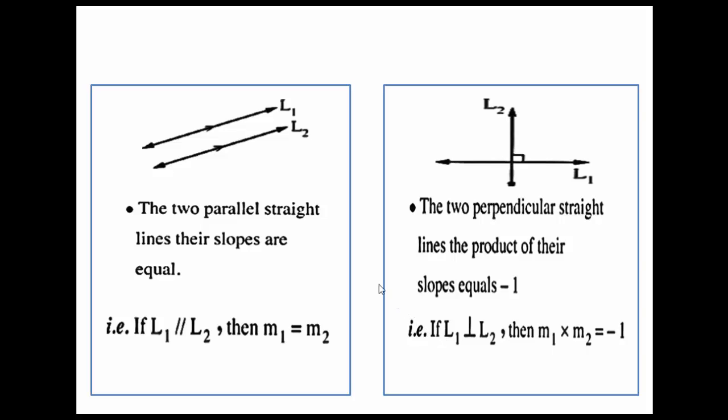Again, if straight line L1 is parallel to straight line L2, then the slope M1 equals slope M2. And the second type, if L1 is perpendicular to L2, then the product of the first slope and second slope equals -1.